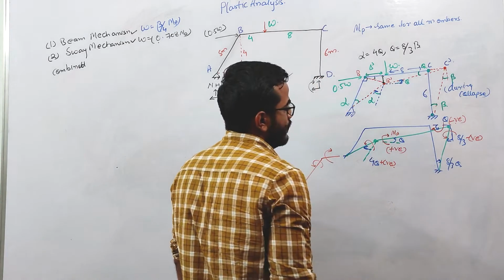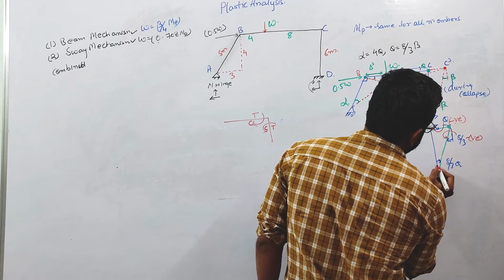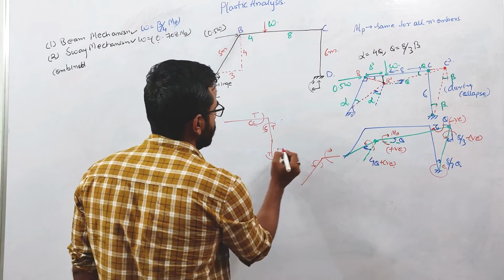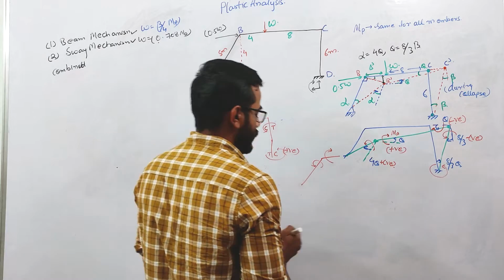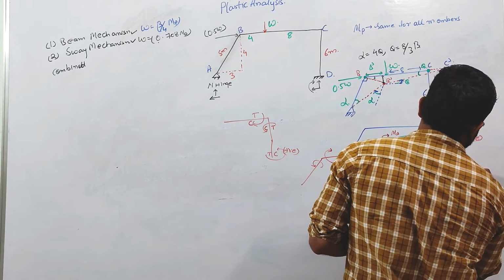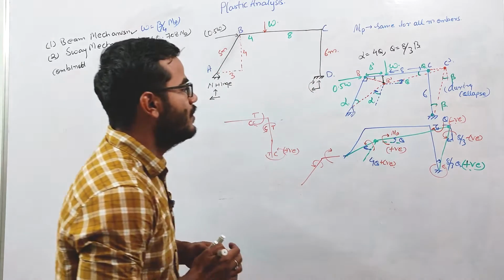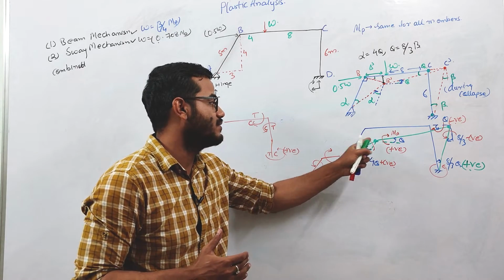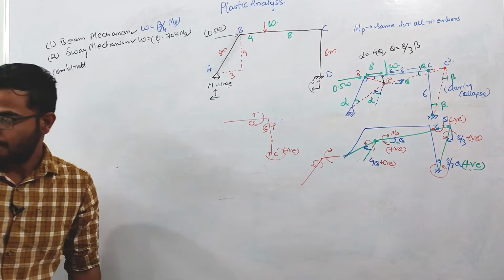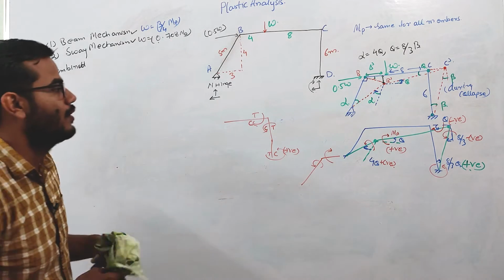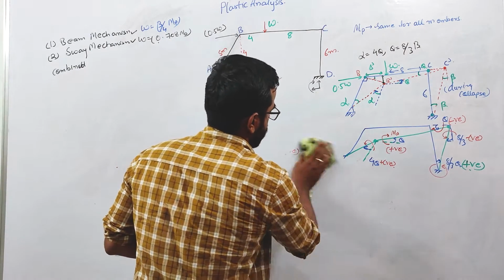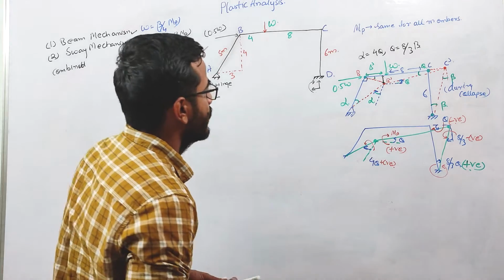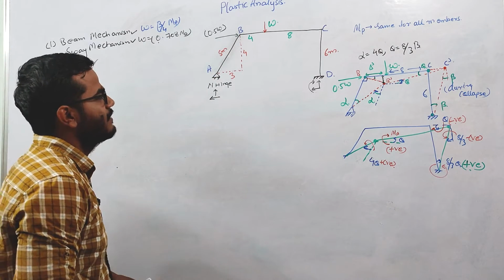What about this? Due to this being clockwise, the moment will be anti-clockwise. So anti-clockwise moment will produce compression outside, tension inside. So this is positive theta. So this is positive, right? In this way, we decide the sign of the rotation of this plastic hinge joint. Right, now this thing is done.